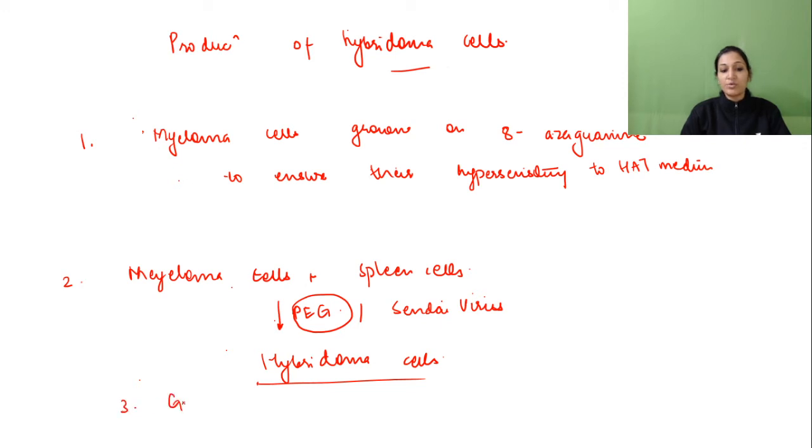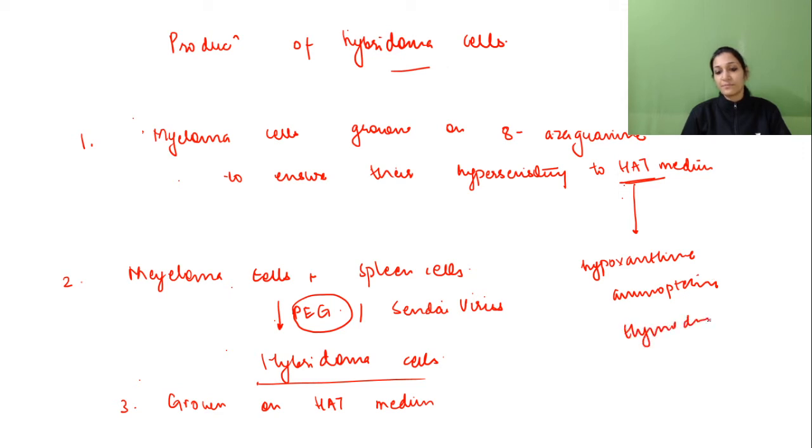After that, they'll be grown on HAT medium. So when we are saying HAT, what is this HAT? This HAT is hypoxanthine, aminopterin, thymidine. So HAT medium contains hypoxanthine, aminopterin and thymidine. After production of hybridoma cells, the next thing is screening of hybridoma cells.